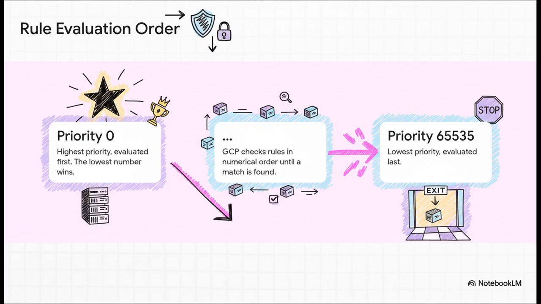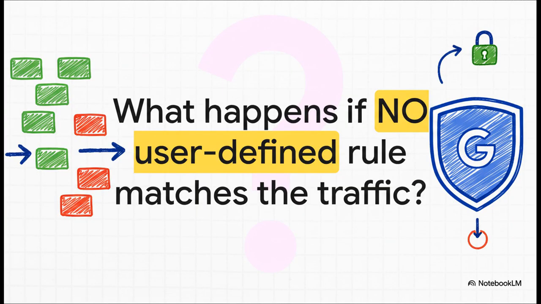So when a packet of data arrives, GCP starts at 0 and just goes down the list until it finds the very first rule that matches that traffic. As soon as it finds a match, that rule is applied and the process stops. Game over.